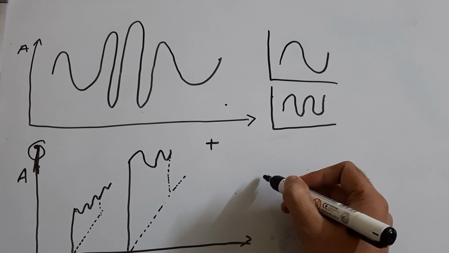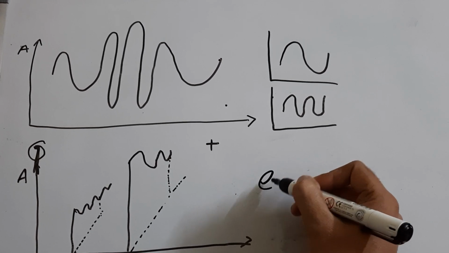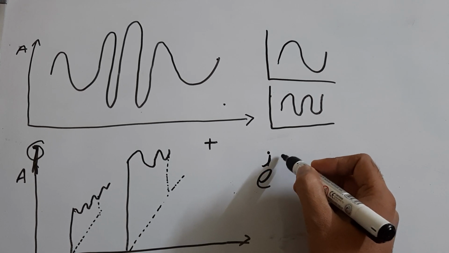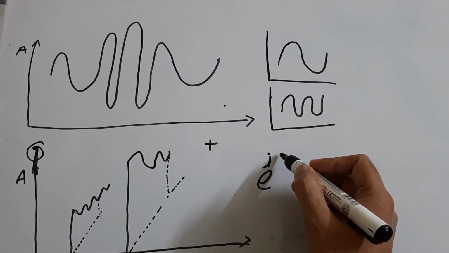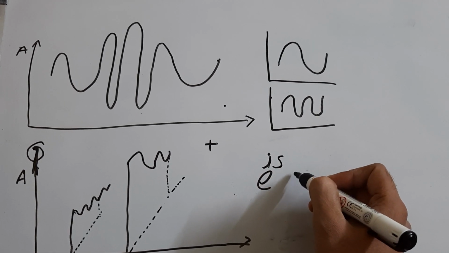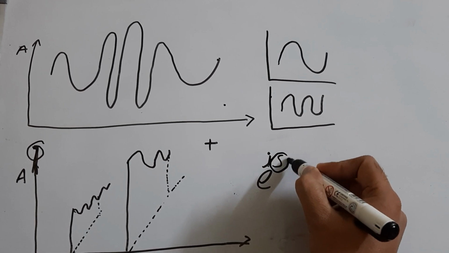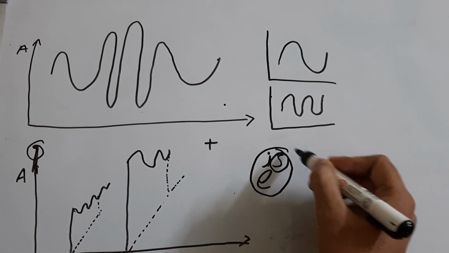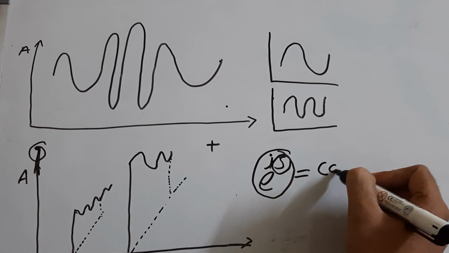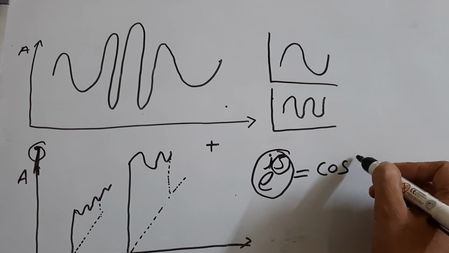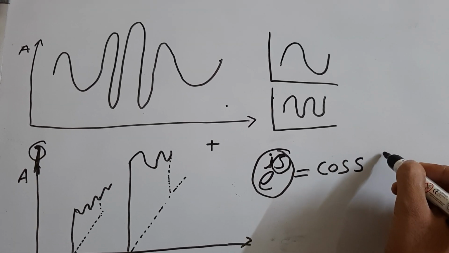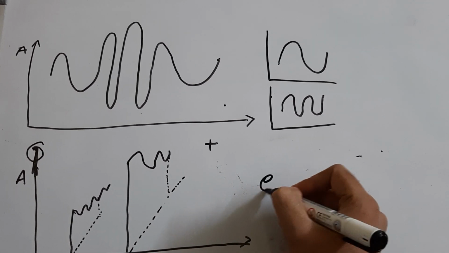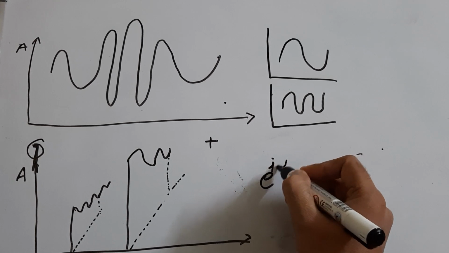So he represented all the waves as a series of the Euler number, which is represented by e to the power of iota, where this term is actually cos, so e to the power of iota alpha.